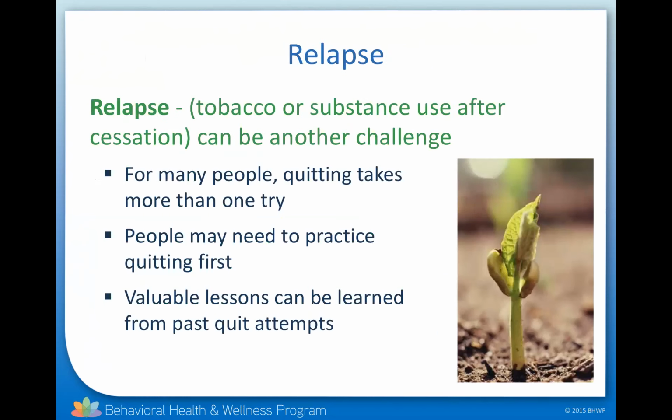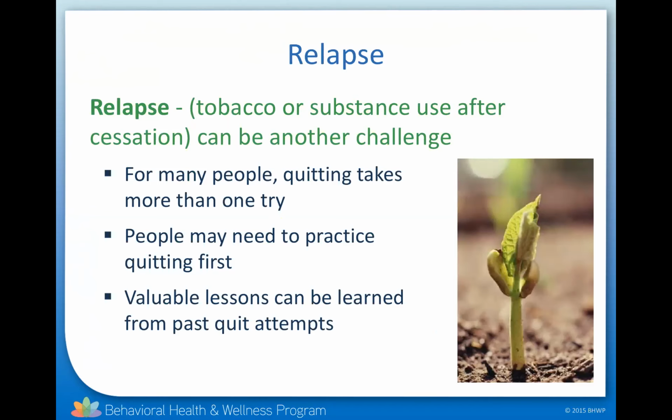Okay, also want to acknowledge that relapse does occur, and I want to distinguish that a lapse is an isolated use of tobacco or substance, so, you know, having one or two cigarettes, versus a relapse where the person returns to sustained use. Obviously, relapse can be a challenge, and with different substances, and especially with tobacco, it can take many times to successfully quit.